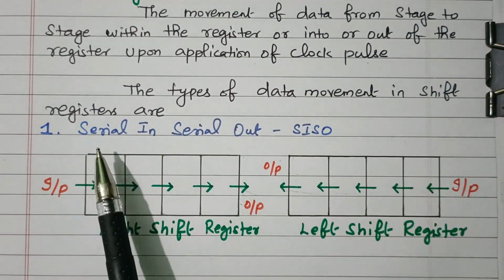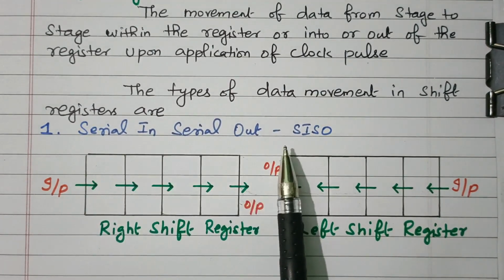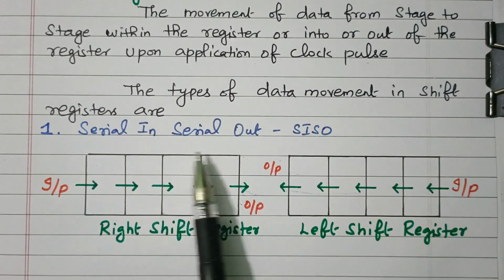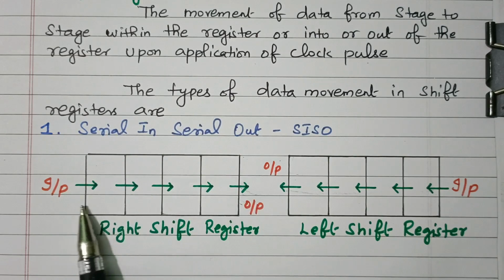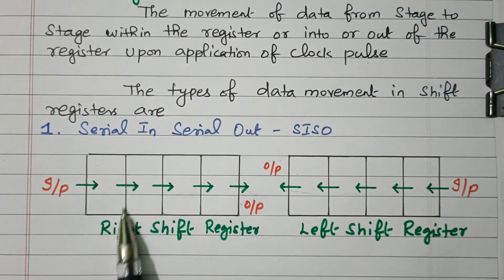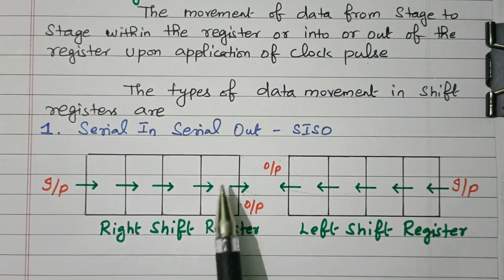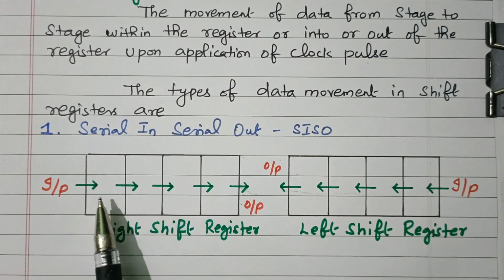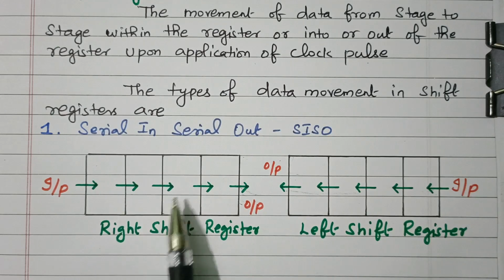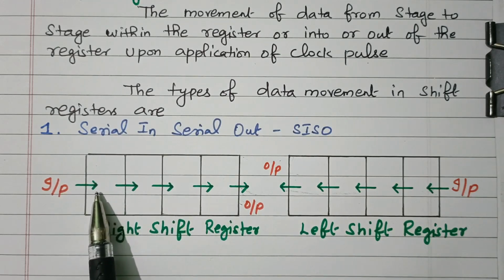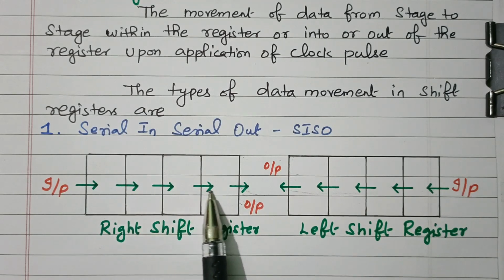The first type is serial in, serial out, SISO. Data is entered serially and output serially. See this input data. This box refers to the register. This is register 1, 2, 3, 4, which is nothing but flip-flops. This is a 4-bit register. So the data is given serially and it is passing serially from one register to another.